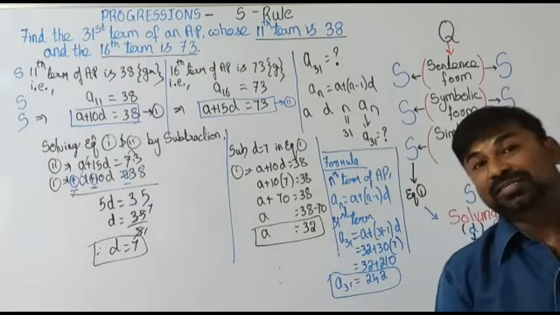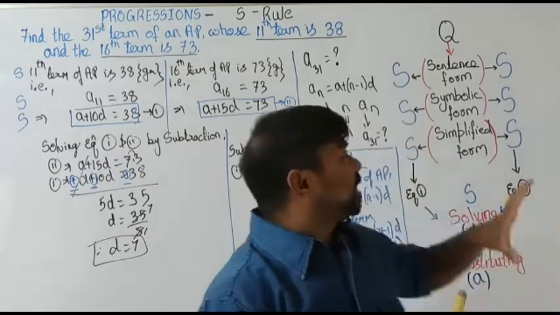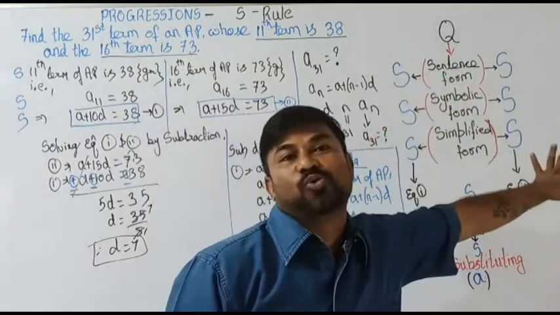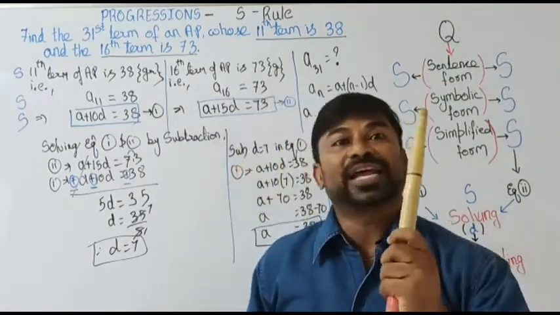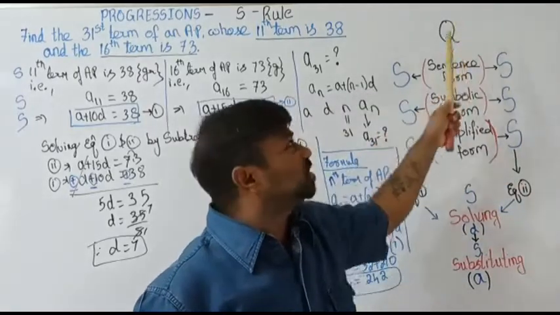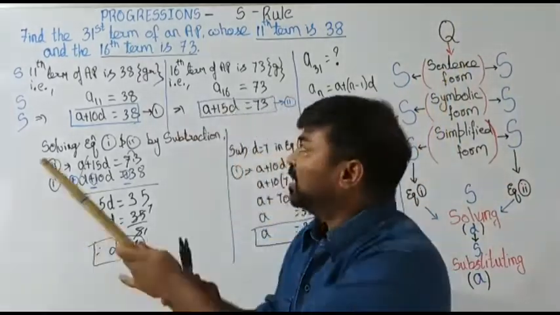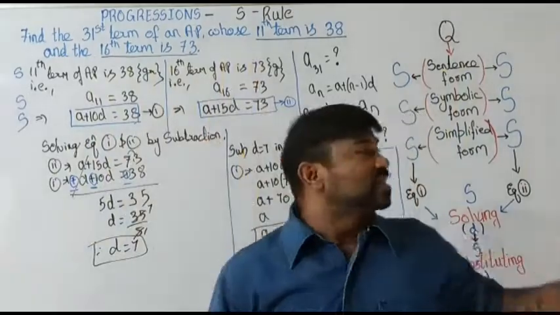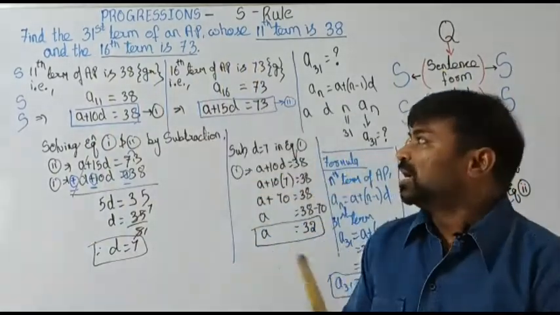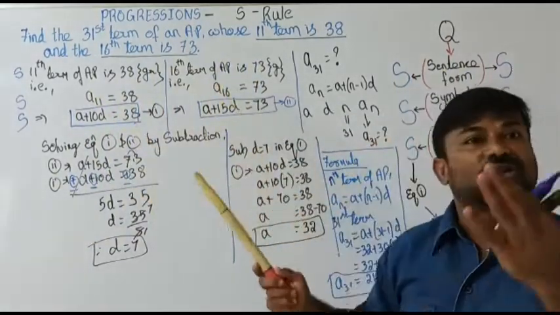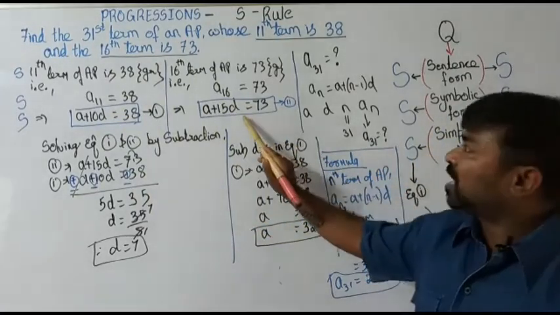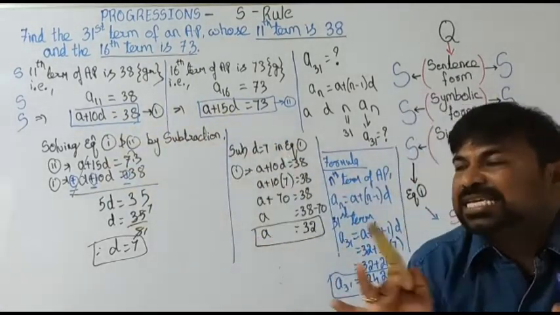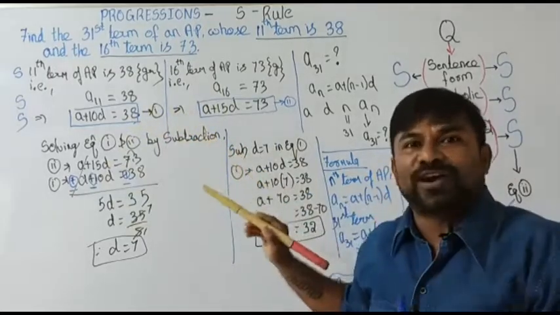Okay guys, I'm teaching you mainly the logic, the S rule. Okay, how many S are there? Many S. That's why we are calling it the S rule. From the question, sentence form. Yes, these are the sentence form. The next one, symbolic form, converting in the form of symbols is called symbolic form. The next one, simplified form, converting in terms of A's and B's is called simplified form.